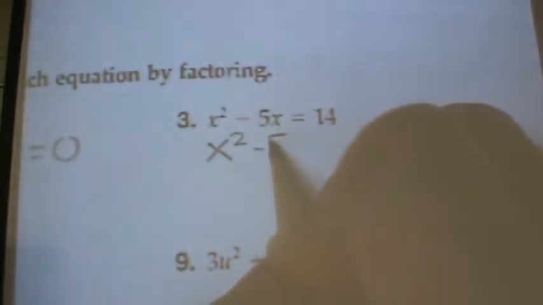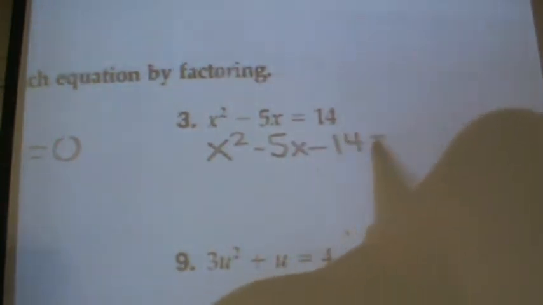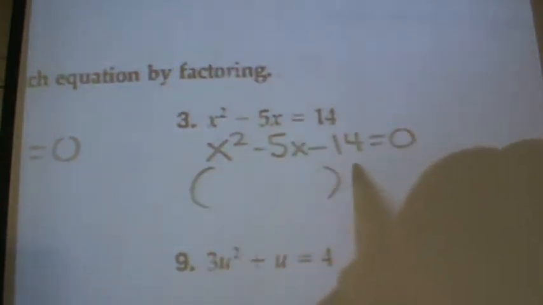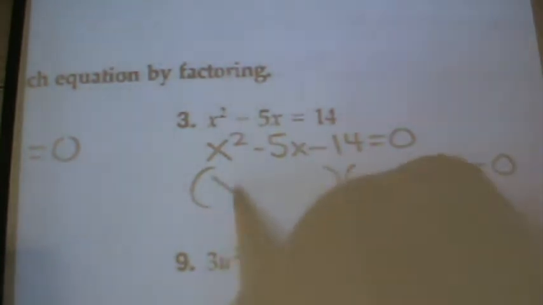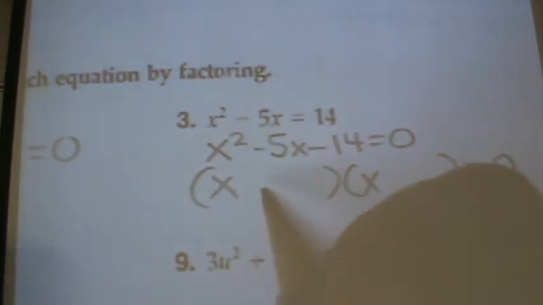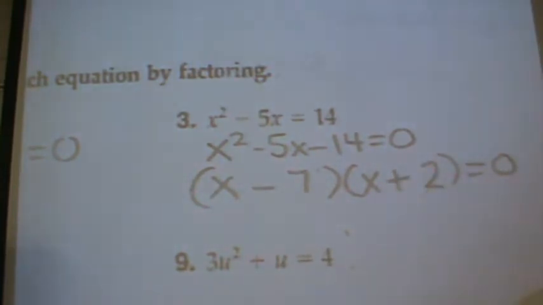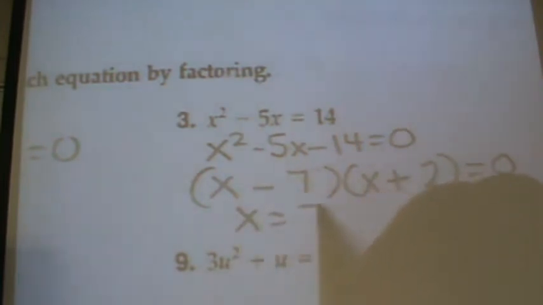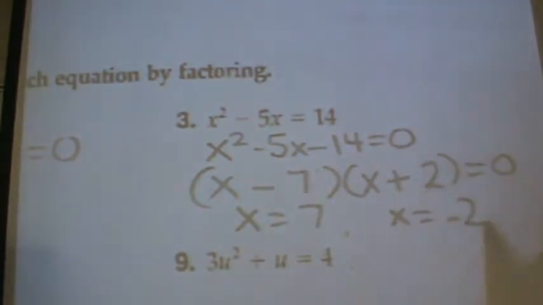Number 2, what should you first do? Bring 14 to the other side. Factor this. X times x is x squared. And I'm going to say 7 and positive 2. That's going to add up to be negative 5. So my two solutions are 7 and negative 2.